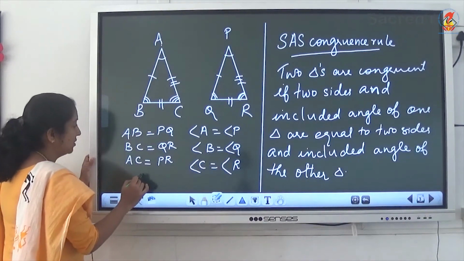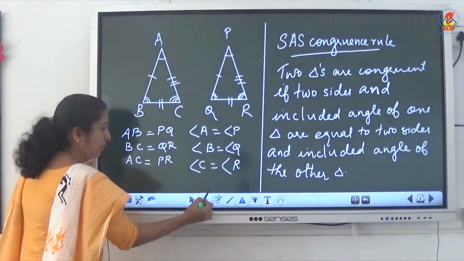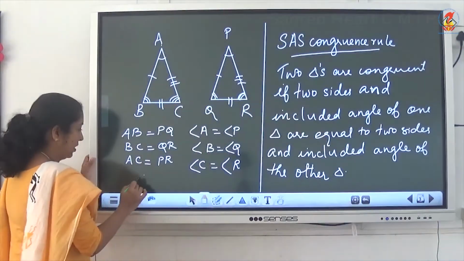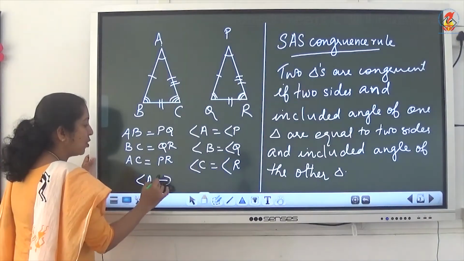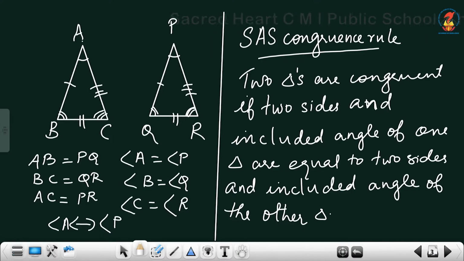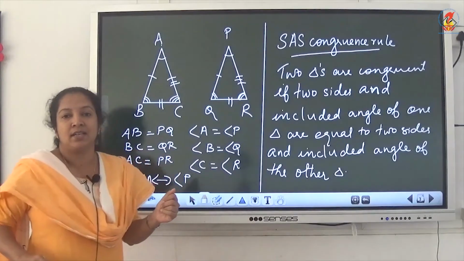We are using this symbol. Angle A corresponds to angle P. Angle B corresponds to angle Q. Angle C corresponds to angle R. In the same way, AB corresponds to PQ. If you start with AB, you should start with P itself. AC and PR are the corresponding sides. BC and QR are the corresponding sides.